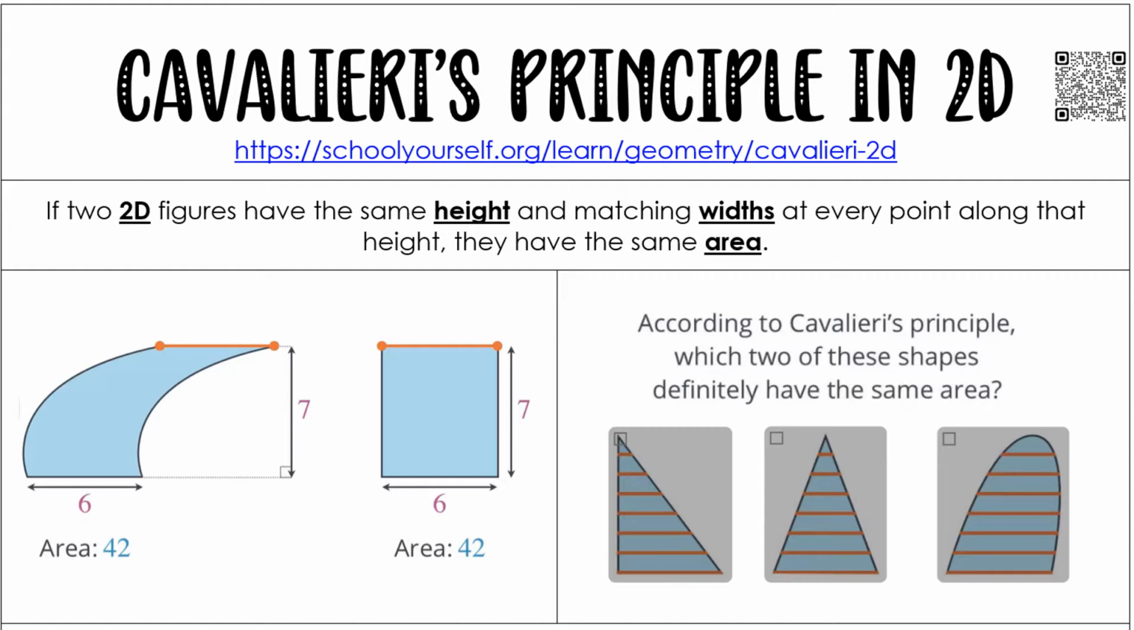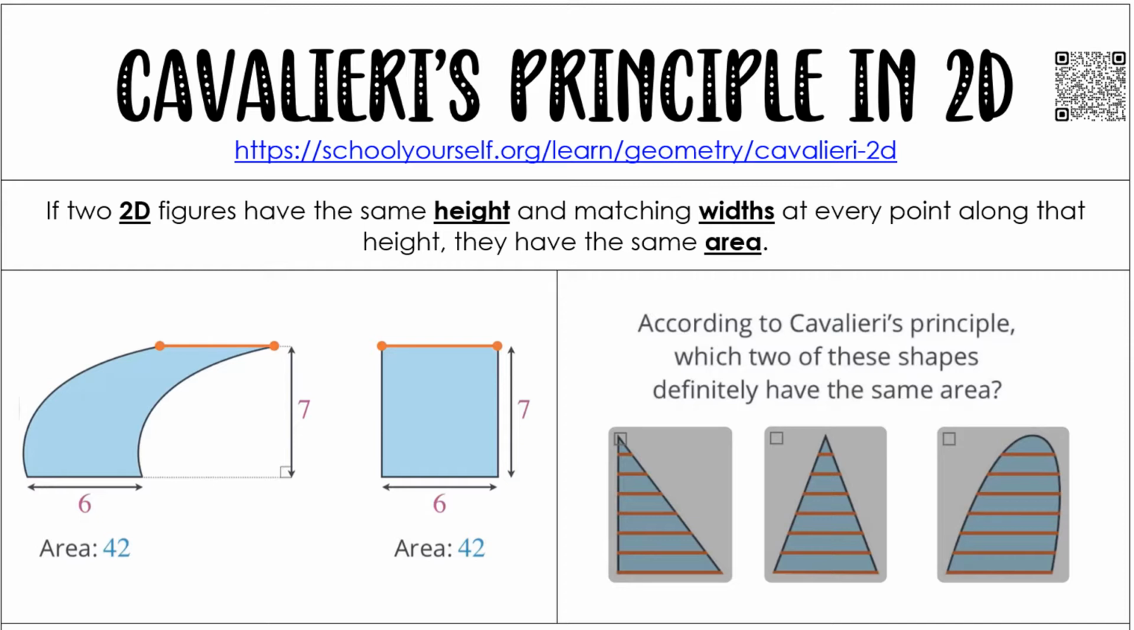What it says is if you have two-dimensional figures and they have the exact same height and they have the exact same width at every point along the height, then they have the same area. So on this left-hand picture, we have a rectangle. Its base is 6, its height is 7, so the area would be 6 times 7, which is 42.